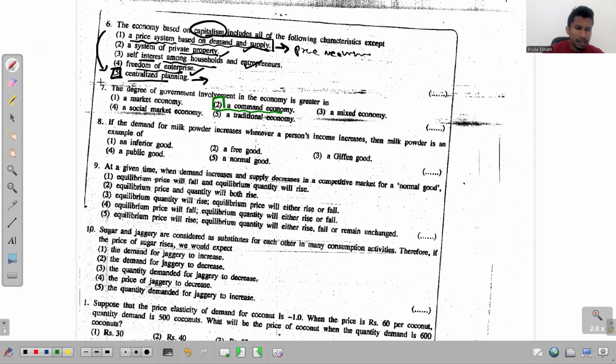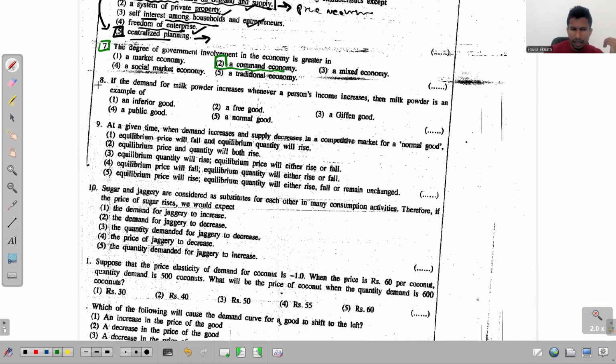So this is a very easy question. I hope that you all have selected that answer. So now we can move to the 8th one. In the 8th question, it says, if the demand for milk powder increases whenever a person's income increases.